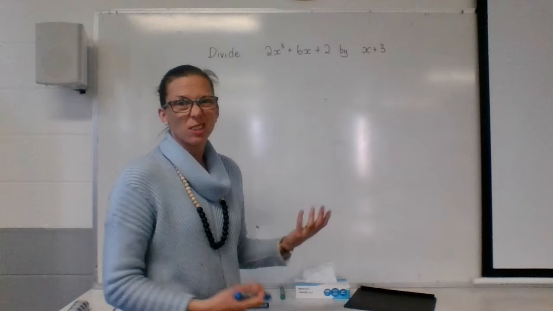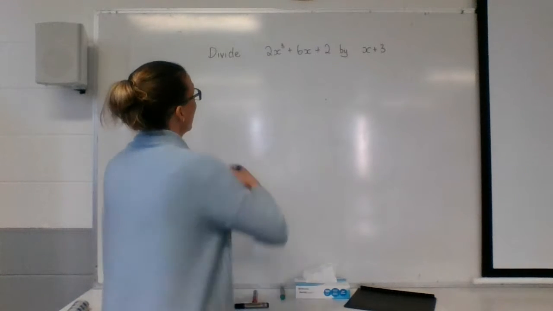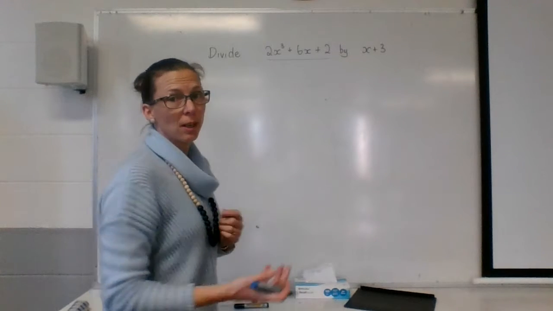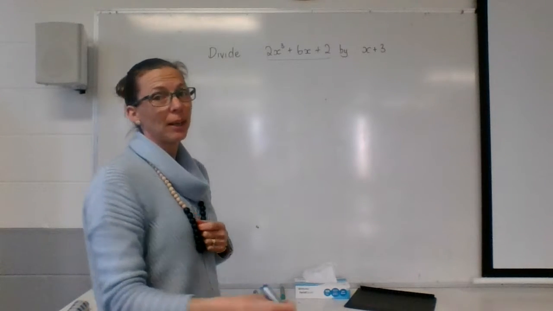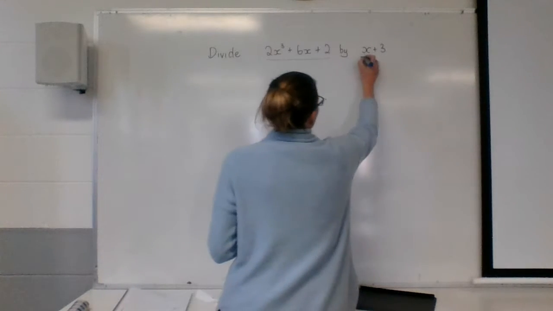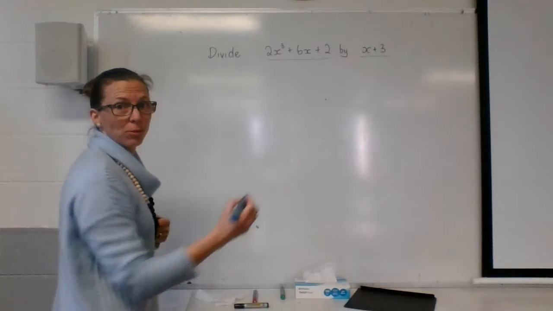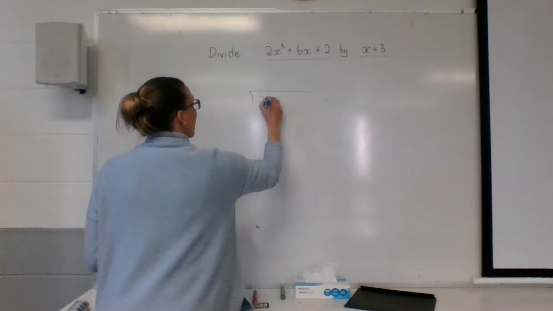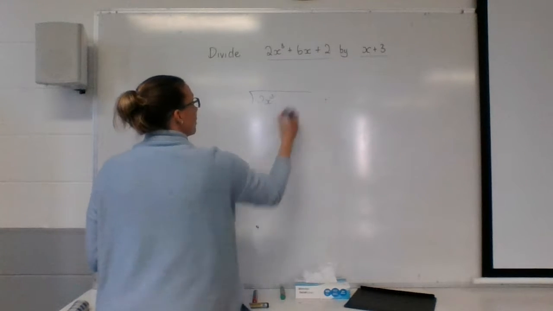So first of all, you need to just recognise that what you're dividing is called the dividend, and the thing you're dividing it by is the divisor. And we're going to write it up with our normal division symbol. So pop the dividend underneath the division sign.